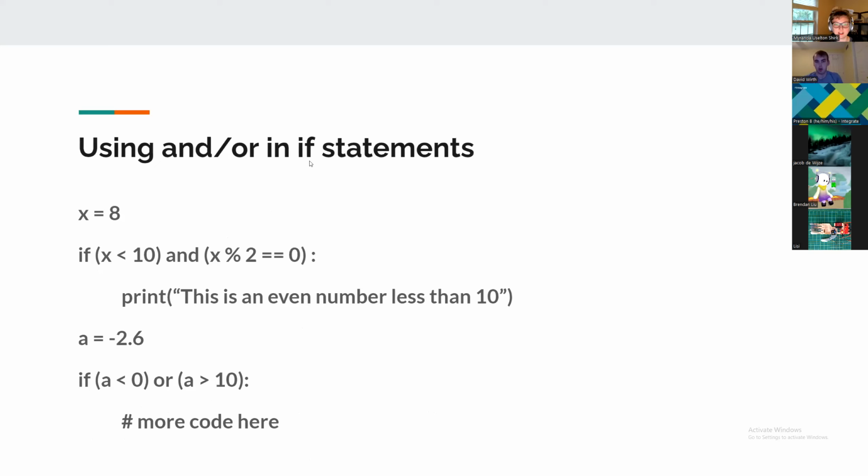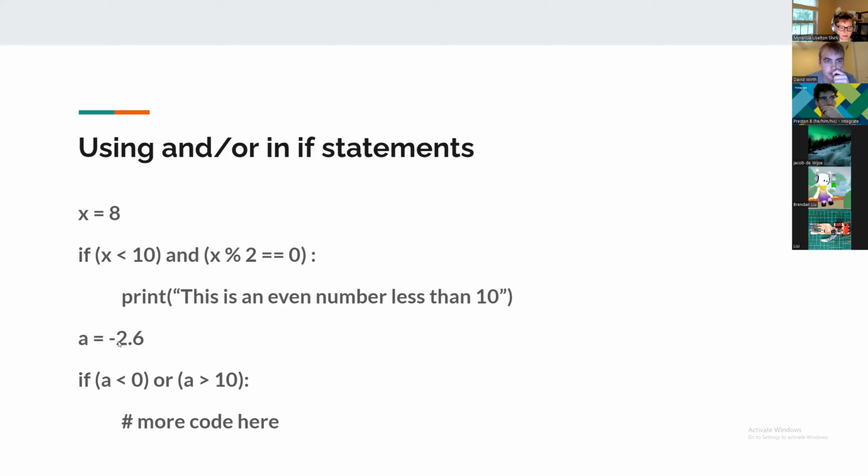So if we want to use these in if statements, you want to say if, then this condition. So let's say we have this example here with x is equal to 8. If x is less than 10 and x modulo 2 is equal to 0, we want to print this is an even number less than 10. So just to run through this real quick, x is equal to 8, and we're going to have this if statement with and. So if x is less than 10, which it is, so that's true, and x modulo 2 is equal to 0, that's also true, then we're going to print this is an even number less than 10.